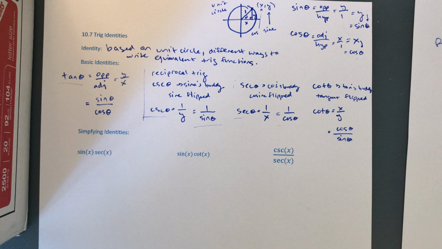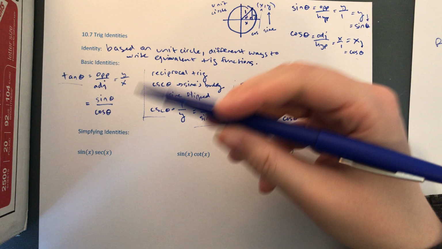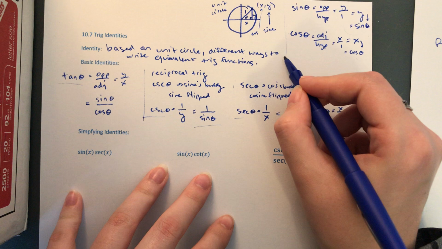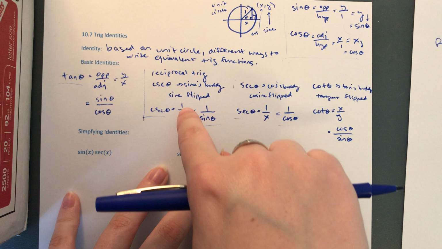Using the unit circle, we can rewrite everything in terms of sine and cosine. We can take any of our trig functions and rewrite them in terms of sine and cosine. This is our identity key up here. Sine and cosine are the key to the unit circle. Tangent is sine over cosine. Cosecant is 1 over sine. Secant, 1 over cosine. Cotangent, cosine over sine.